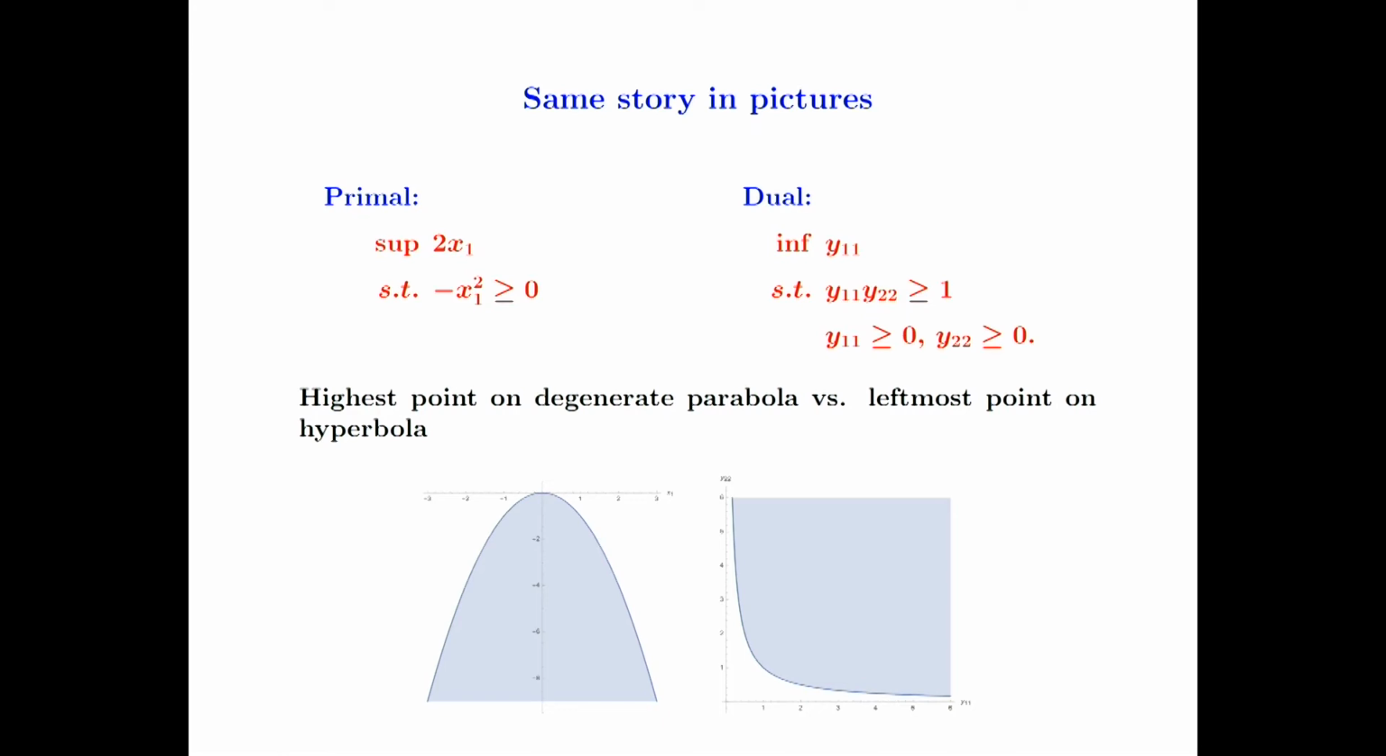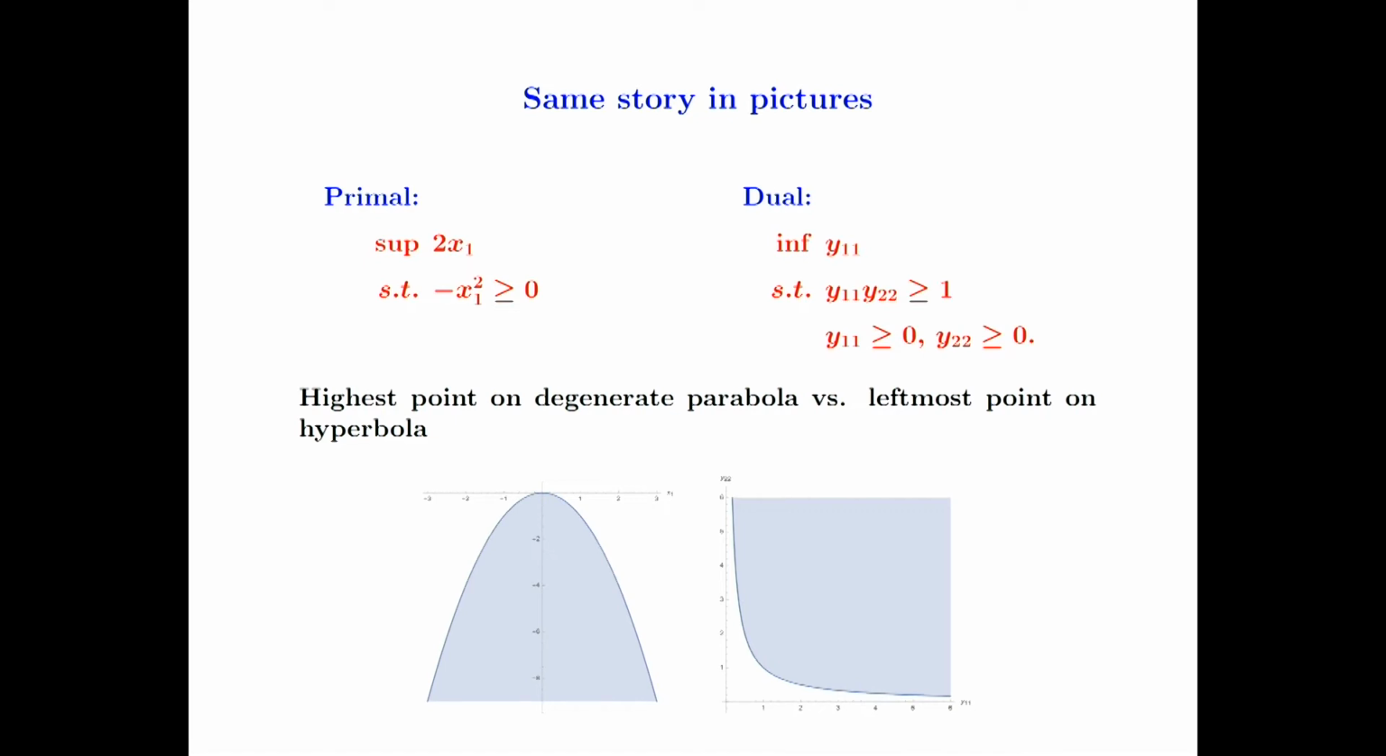Now, there's a nice picture associated with it, which I would like to show. It's not about the mathematics, but it's a nice picture. So what does the primal do? The primal is looking for the largest x1 subject to negative x1 squared greater or equal than 0, right? So what is that? It's like we have a downward parabola, and we are looking for a non-negative number on it, right? And there's only one such point, so x1 equal to 0. So we're looking at a degenerate parabola.